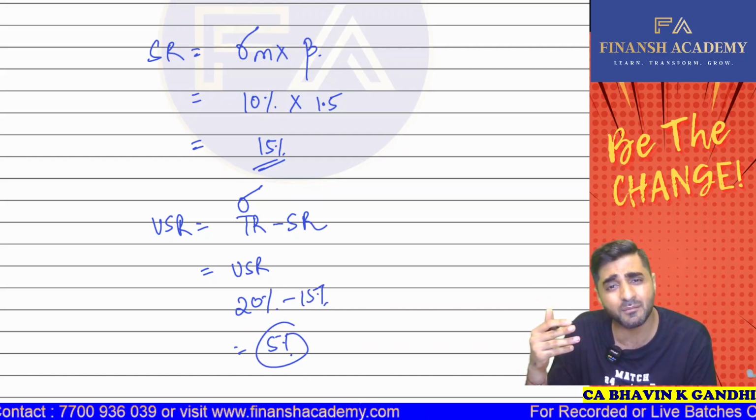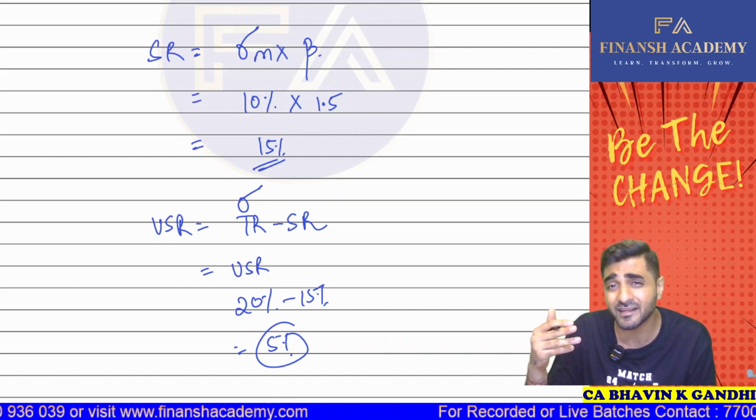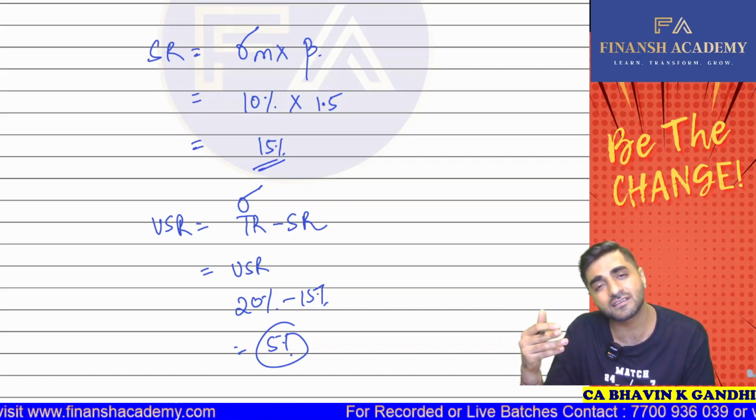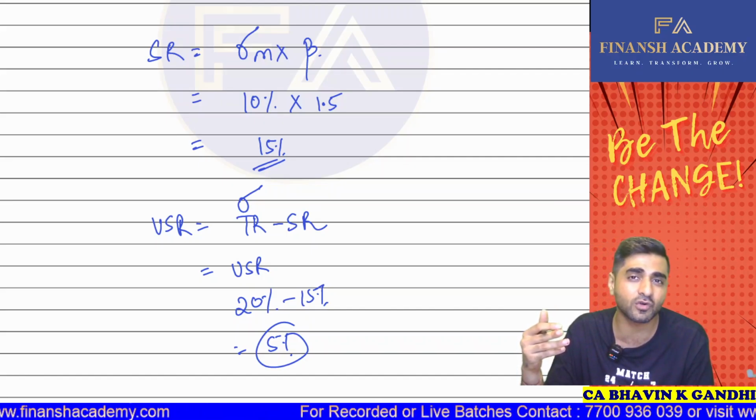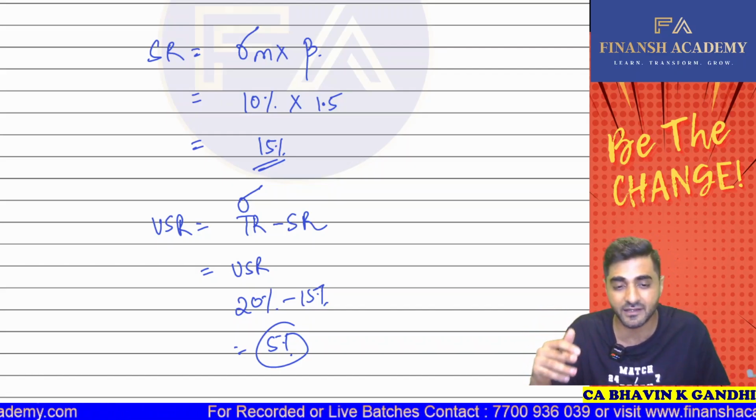Okay. So always remember this, my dear students, that whenever we are talking about your unsystematic risk, we don't have any particular formula for the purpose of calculation. So we always consider that as residual risk. So from the total risk, we subtract your systematic risk to eventually get your unsystematic risk.